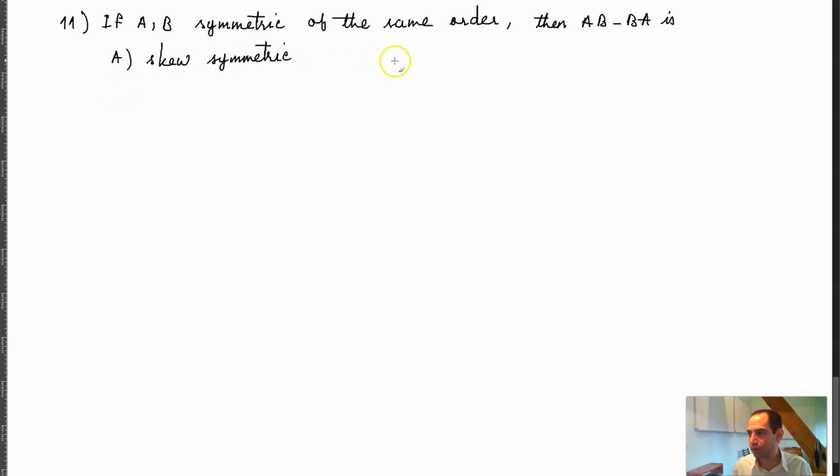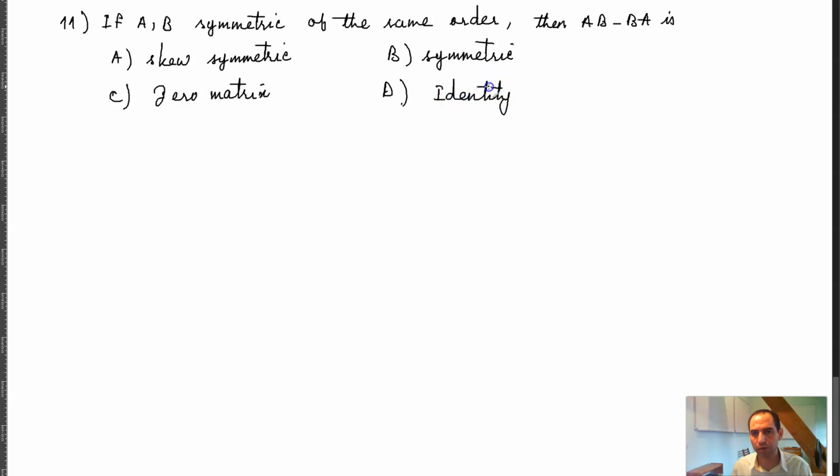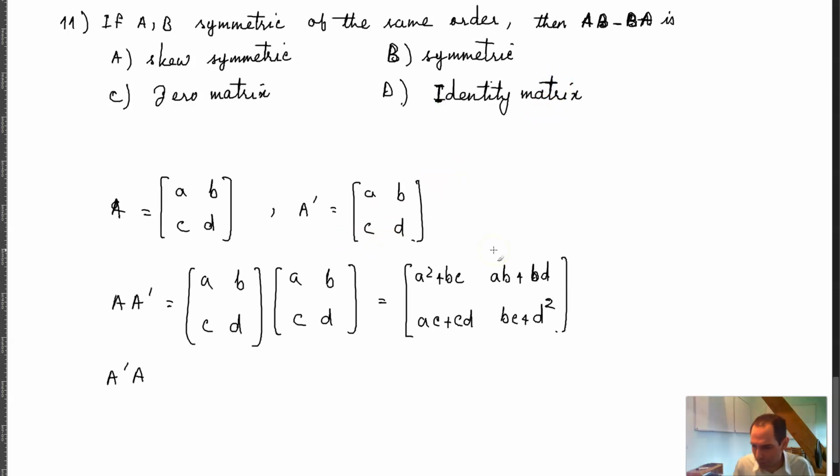Then B is basically symmetric. B is symmetric. C is 0 matrix. And D is identity matrix. Identity matrix.